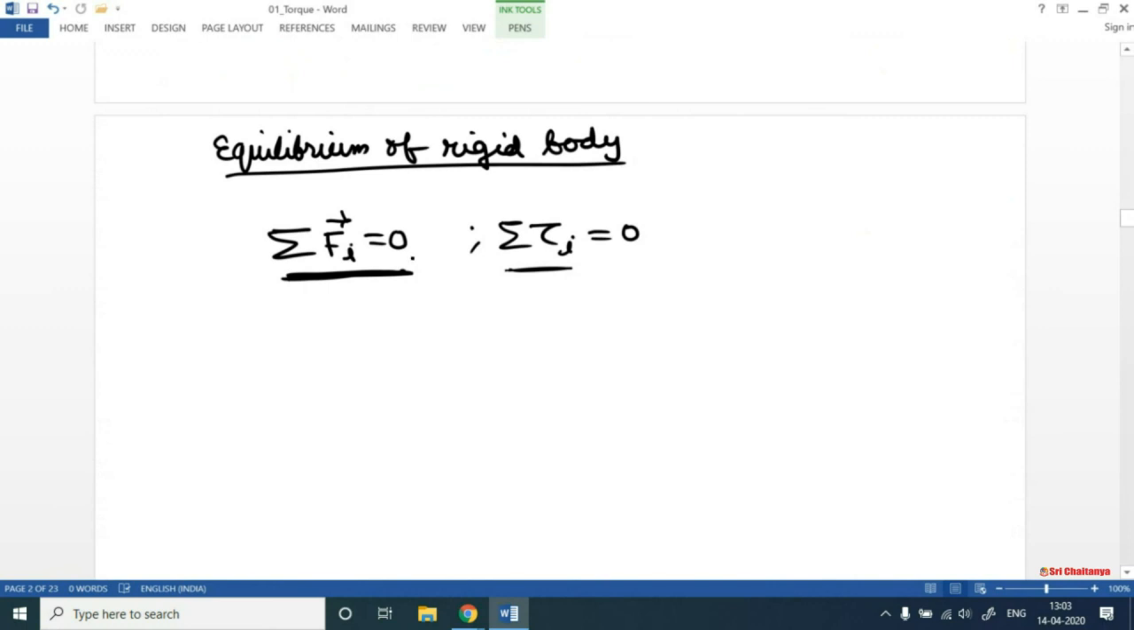So net torque will be equal to 0 about any axis. The choice of axis does not matter as long as the net force acting on the system is equal to 0. So saying that, let's move on to solving some questions on equilibrium of a rigid body.